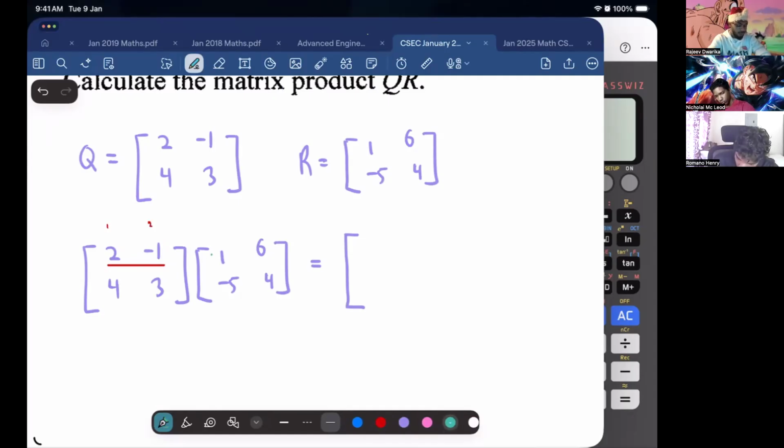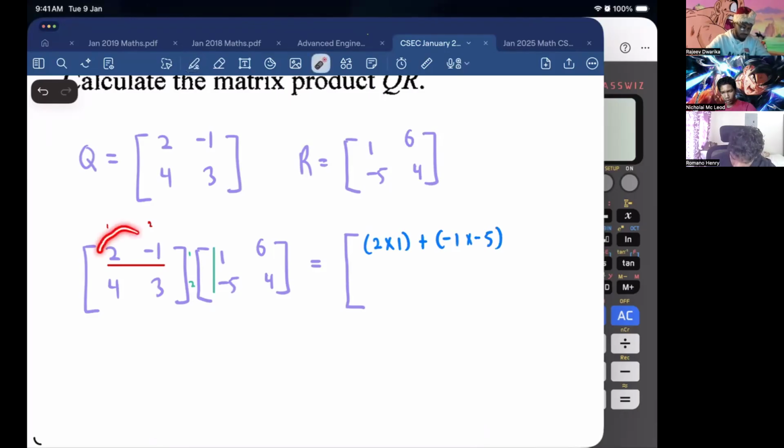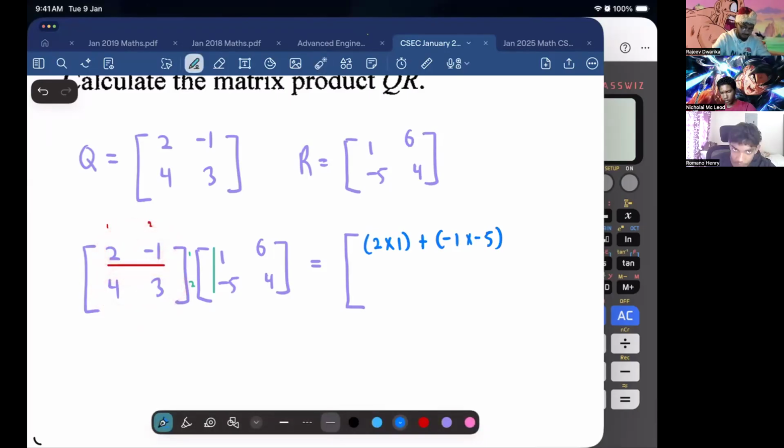They're taking that row and multiplying it by this column. What is the first element in that column? 1. What's the second element in that column? Negative 5. So I'm going to multiply 2 by 1, add negative 1 by negative 5. And you're just repeating that procedure. You're done with the 2 and negative 1, you still have to do the 4 and the 3.